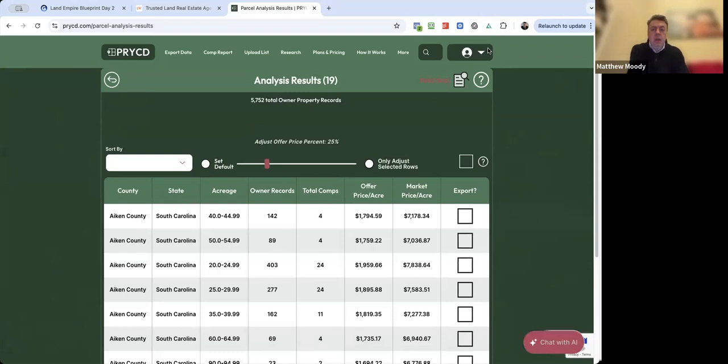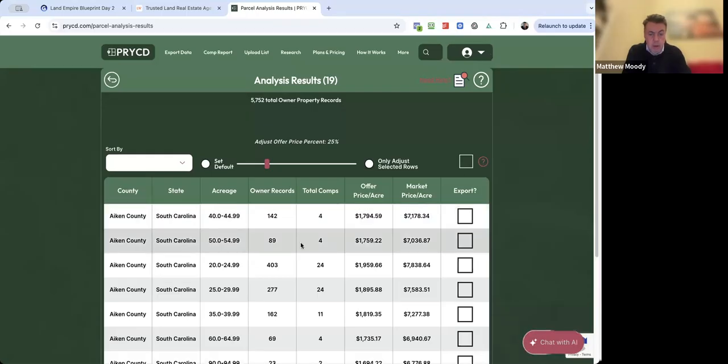And what you'll see happens in the Priced system is they list the acreage by an algorithm they use, and the ones that are at the top are the ones that they're most confident about their price. So what this is showing on 40 to 44 acres, 0.99, is there's 142 records. There's four comps in total. So there's not a lot of comps, but they believe that their offer price is at 25%, 1794. The market price is 7177.